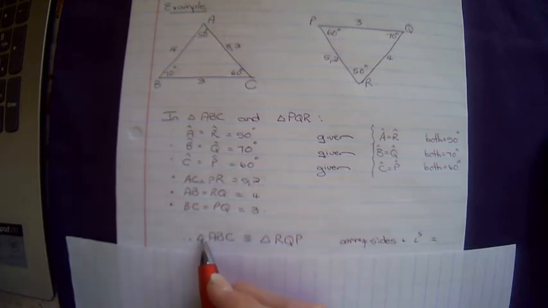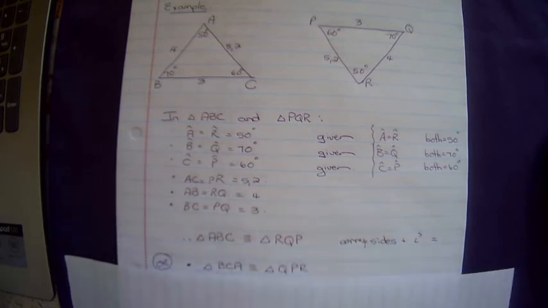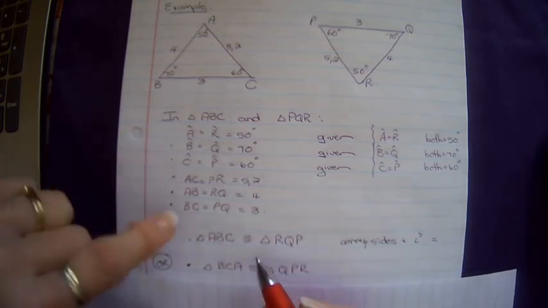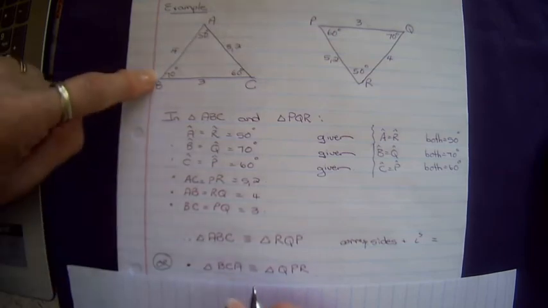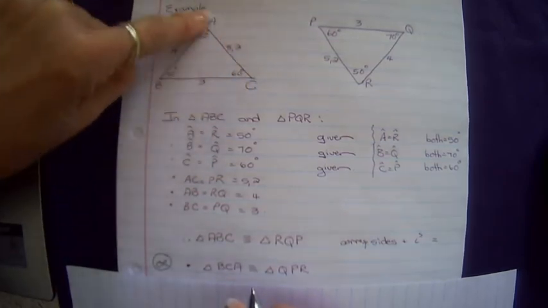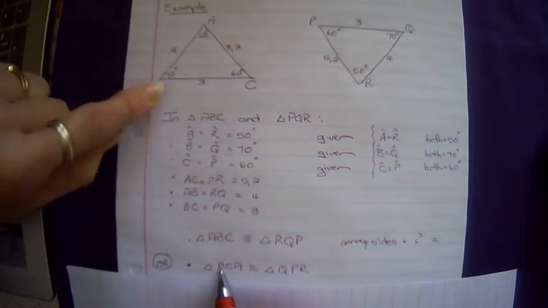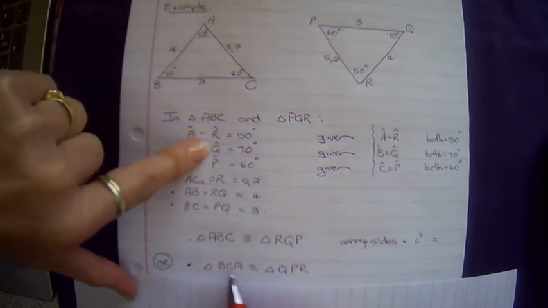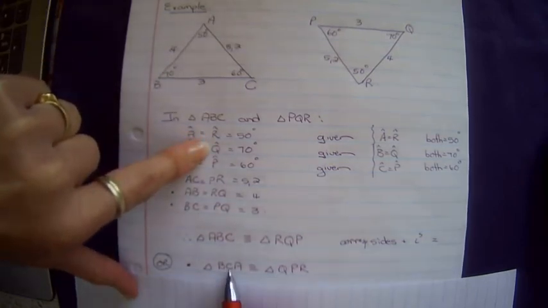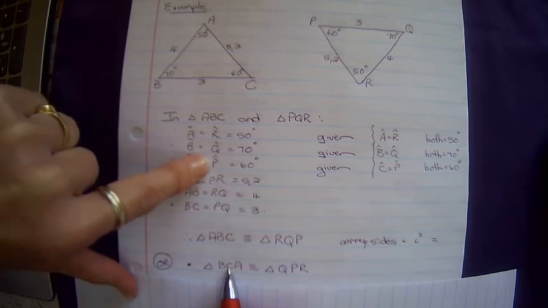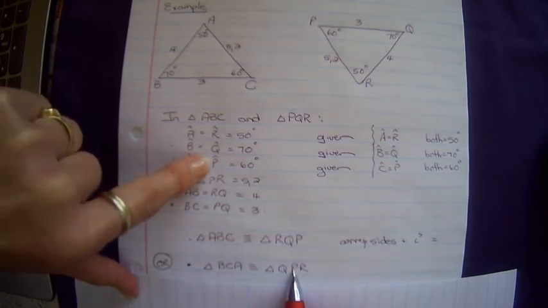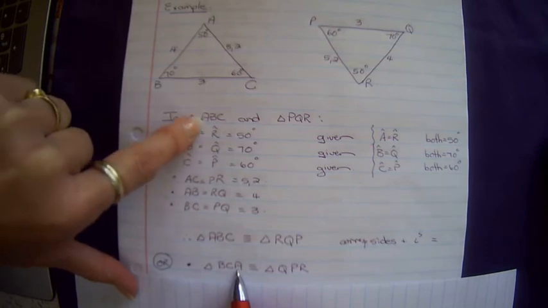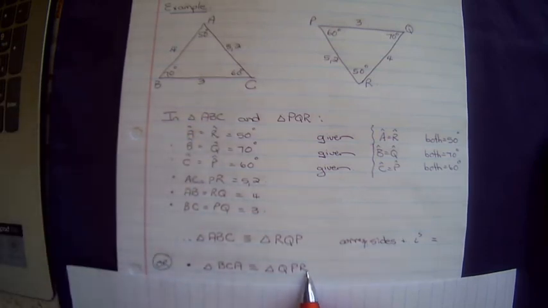But what happens if I name this one differently? I can write this one as BCA as well, because BCA also forms a triangle. But then angle B was equal to Q, so Q should be first. Angle C was equal to P, so P is going to be second. And angle A was equal to R, so R is going to be there. And that way the corresponding angles, which are equal, will be in the same positions on both sides.